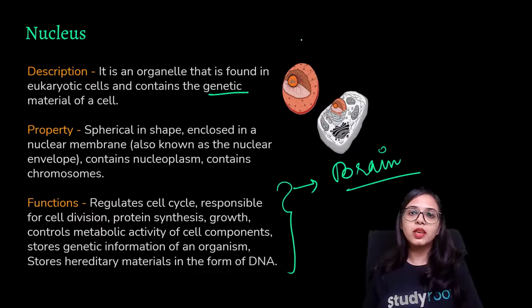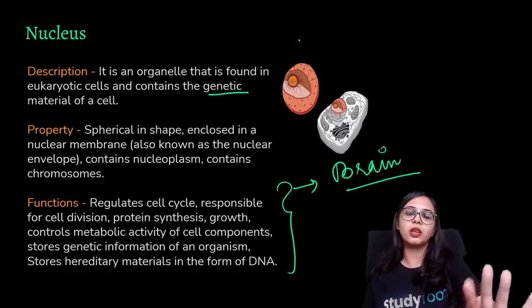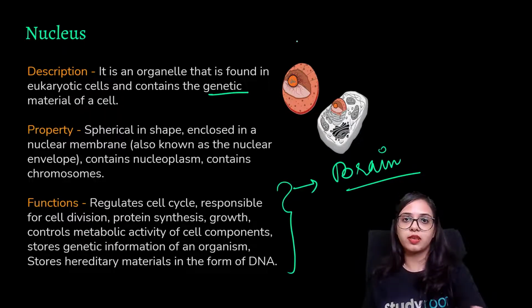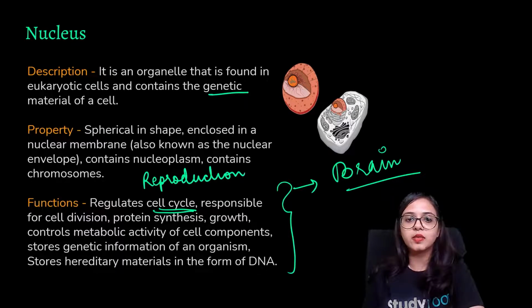Why? Because inside the brain, thinking and the main important fundamental processes happen, right? So inside the nucleus of the cell, the important functions are happening. What are these important functions? They are regulating the cell cycle. What do we mean by cell cycle? We mean the division, the growth, the reproduction. And reproduction, growth, division, all of these are important.